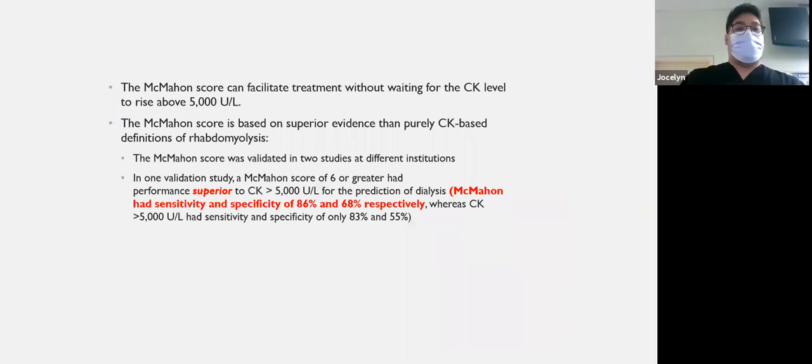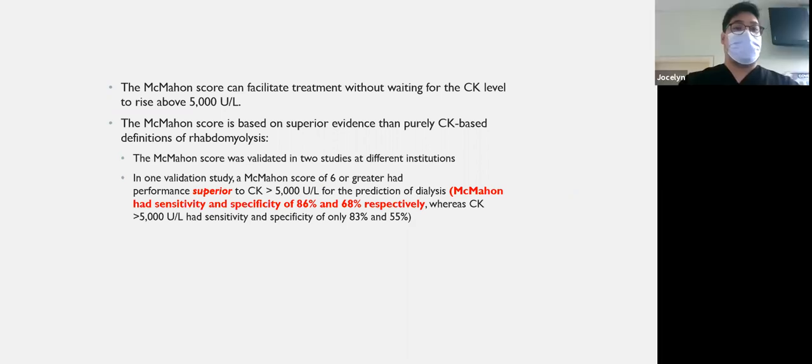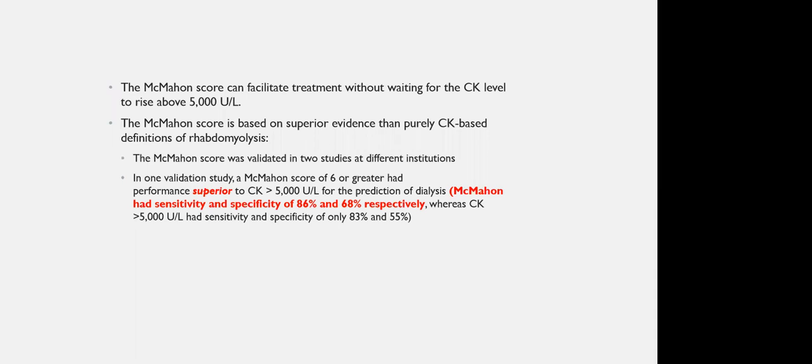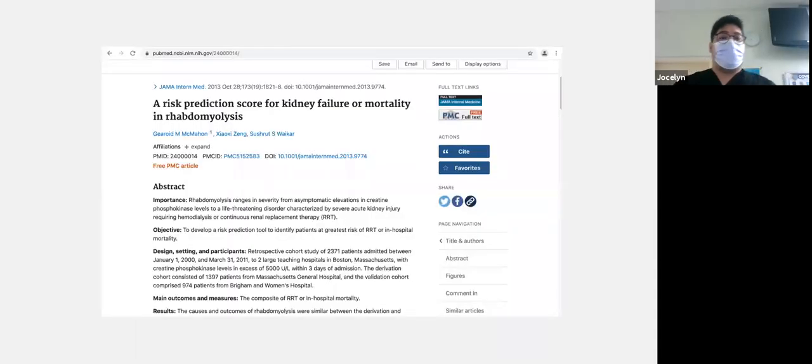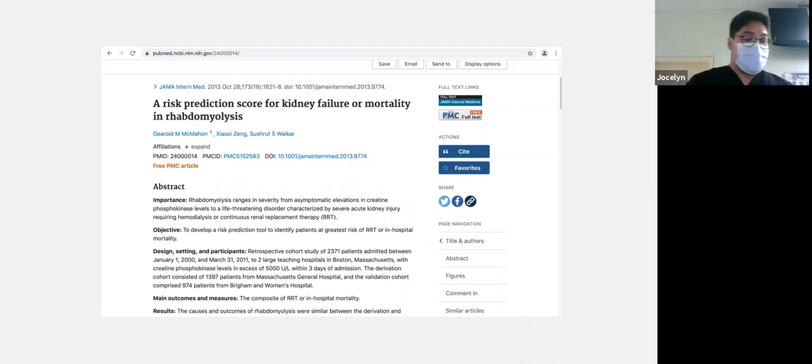Okay, the McMahon score can facilitate without waiting for the CK level to rise above 5,000 units. We have two studies to validate the McMahon score, whether it is superior to CK itself or not. The first score is a risk prediction score for kidney failure or mortality in rhabdomyolysis. The prediction for failure or mortality in our patient varies widely, not just CK, but clinical context.